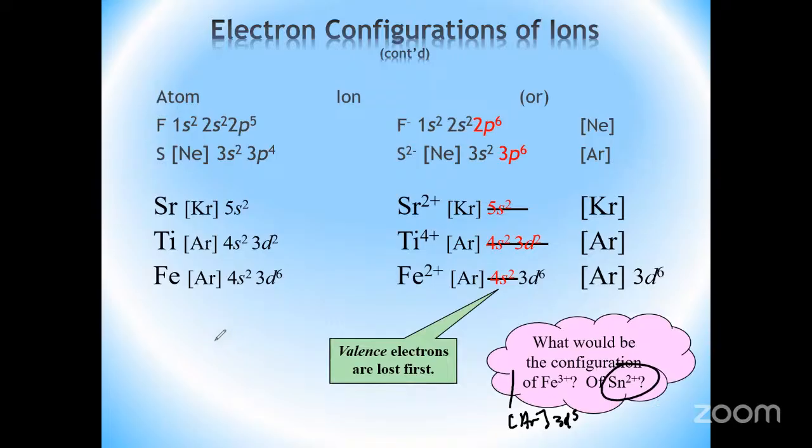Now, in the case of tin 2 plus, tin is 50. So you have to do the electron configuration first, right? Which is 1s2, 2s2, 2p6, 3s2.